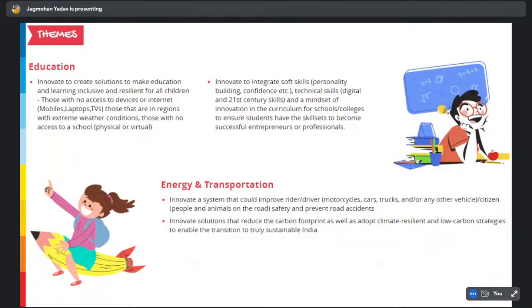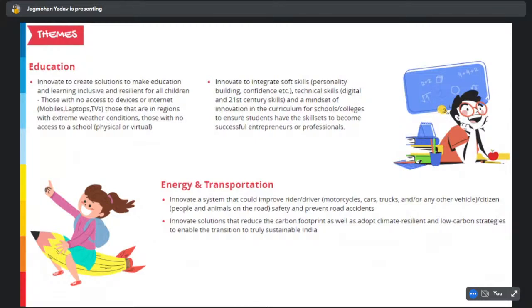So how can we solve this particular problem? What will be your solution to innovate a solution to this problem, and how to develop skills, how to integrate skills as a part of their curriculum? So what solution will you give to them? Like this, we have multiple problem statements in different categories.